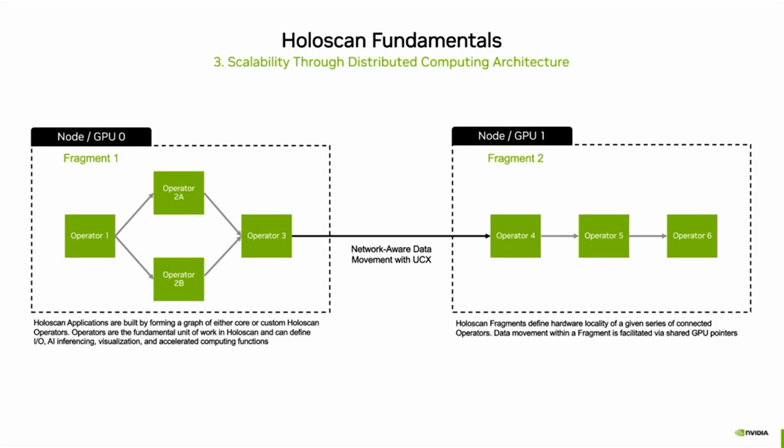The next fundamental I want to talk about is scalability through distributed computing architecture. As I previously mentioned, Holoscan applications are defined as a directed acyclic graph of operators. These graphs can also be defined as multiple fragments. So being shown here are two fragments. These fragments can be defined to execute on specific GPUs, and in this case, we're running on GPU 0 on a node, and then the second fragment is running on GPU 1 on the same node.